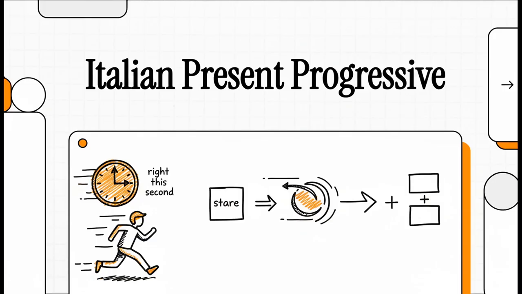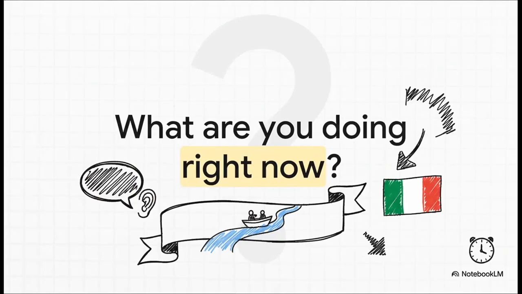Want to talk about what you're doing right this second in Italian? Not just what you do in general, but what's literally happening as we speak? Well, that's exactly what we're going to break down today. It's called the present progressive, and it all comes down to a really neat little formula, stare plus something called the gerundio. So let me ask you straight up, what are you doing right now?